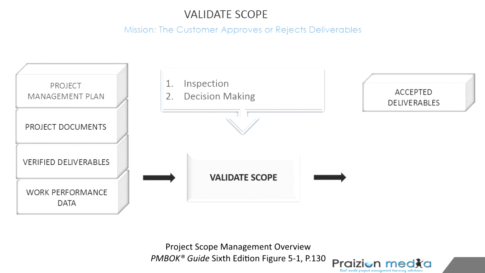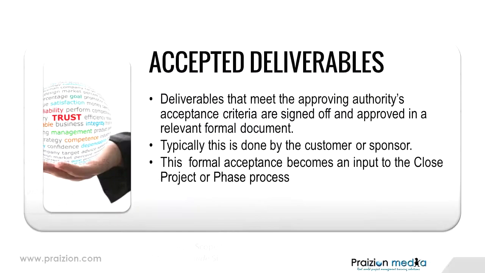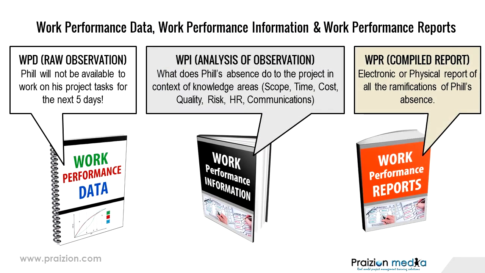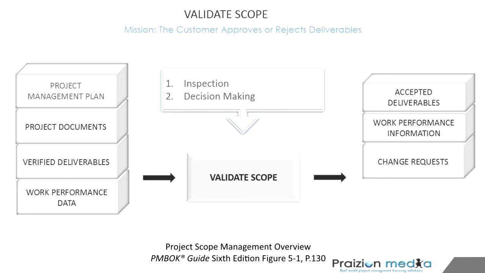Let's take a look at the outputs. First one is accepted deliverables. So if all goes well, we are obtaining stakeholder formal acceptance of the completed project and deliverables. It should be a formal sign-off of a formally issued document. The next output here, I talked about this, work performance information. So you've got work performance data going in, and you have work performance information, the analysis of the raw data, coming out. The next output is change requests. Change requests, if the customer rejects a deliverable for a particular reason, that could result in a change request.